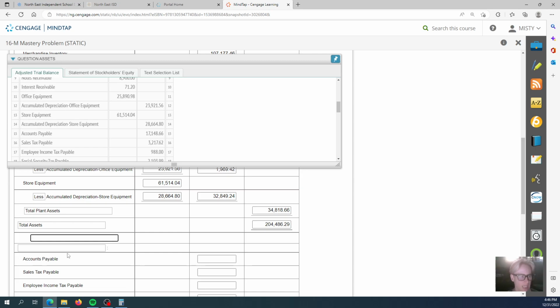What is next? What's our next category? Assets equal liabilities plus owner's equity. So we have liabilities. All right. In our liability section, we have current liabilities, and we also have long-term liabilities.